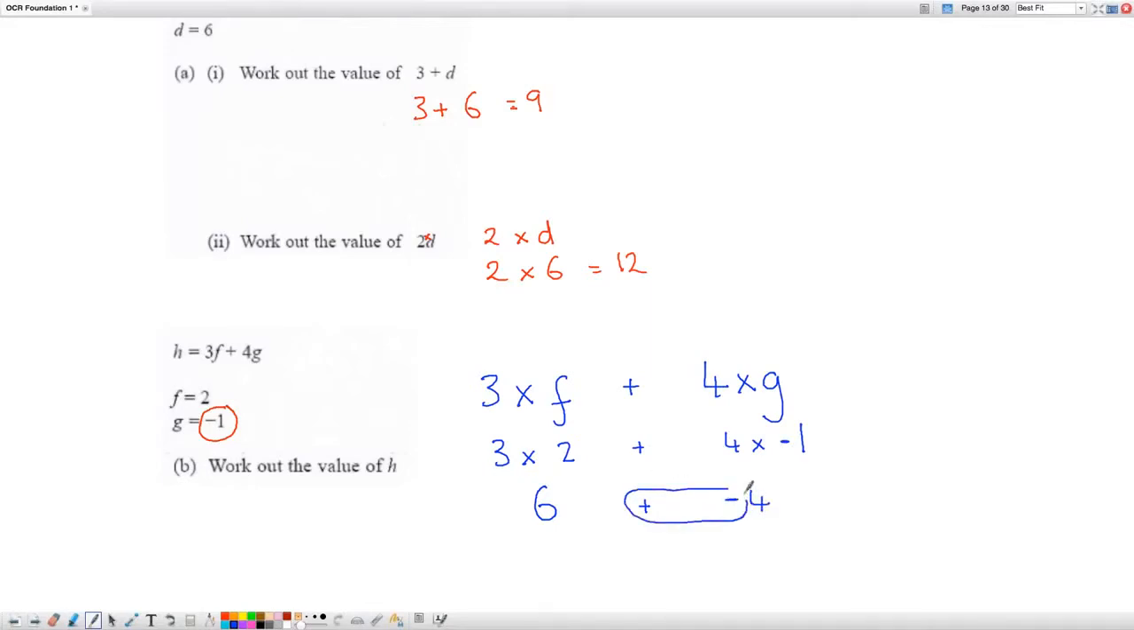And here now we have 2 signs together, one positive, one negative. Therefore our sign is negative. 6 take away 4 leaves us with 2. So the value for h is 2.